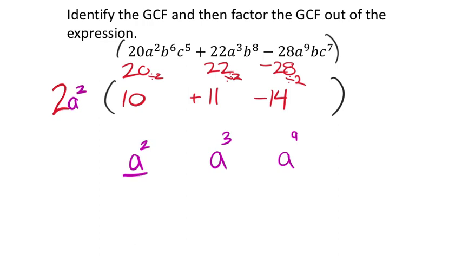So from this a squared, I used up all of them, so that one goes away. That's the first term. The second term, I just took away 2 of those, and so I'm just left with a. You can show the power of 1 if that makes you feel good inside. And then the last one, that's 9 minus 2, right? I took away 2 of them, so that's a to the power of 7 now. All right, so that's my a's.